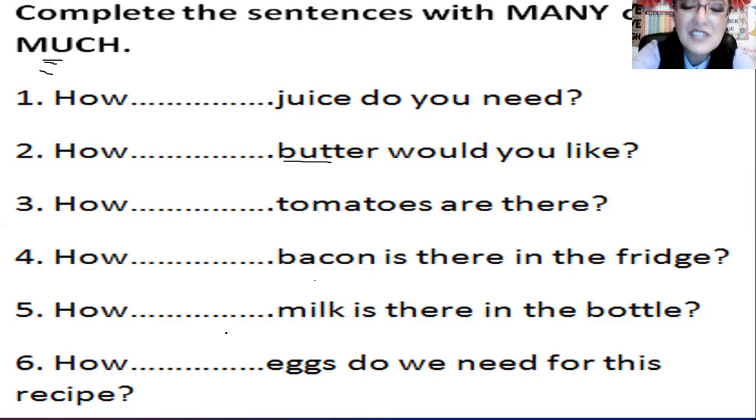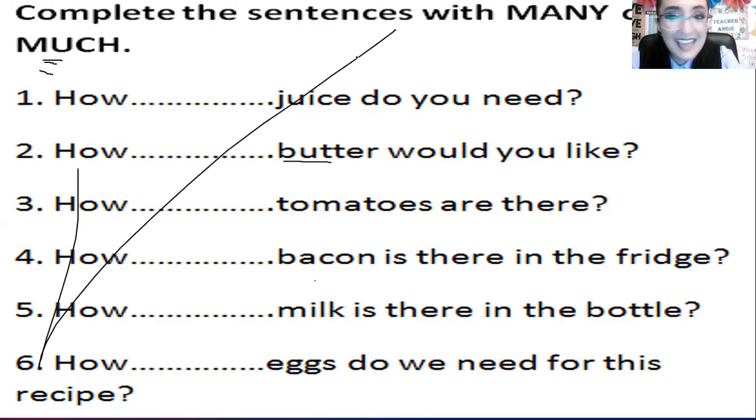Eggs we need for this recipe. Cool. How many? Because eggs are going to be countables. Excellent. Very, very good.